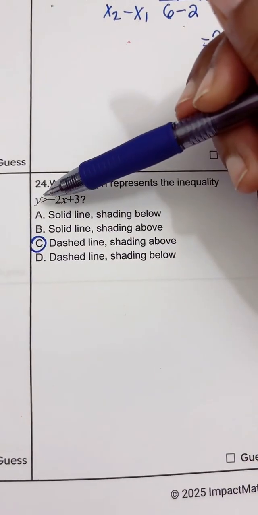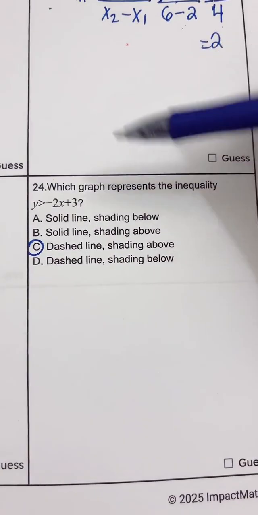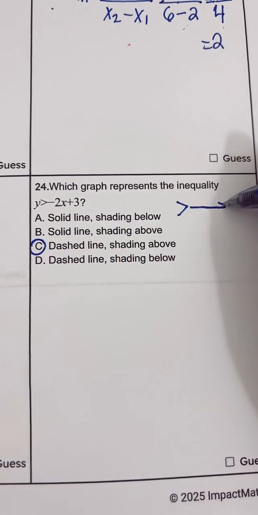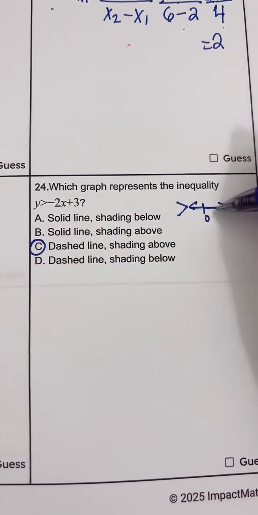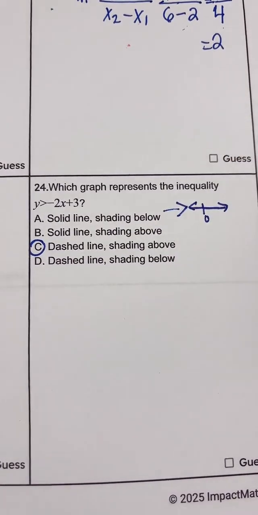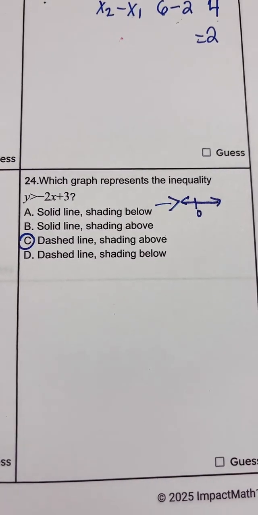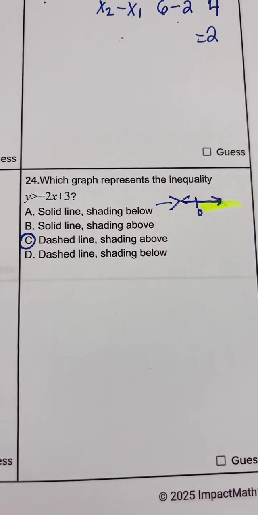Let's first talk about this. We have a greater than, right? This is a greater than sign. How do we know it's greater than? Because when we think about a number line, it's pointing towards the positive. It's getting bigger, it's shading that way on the number line, okay?